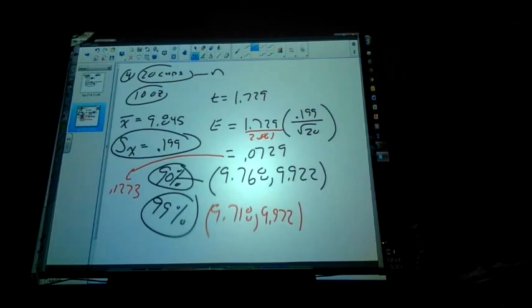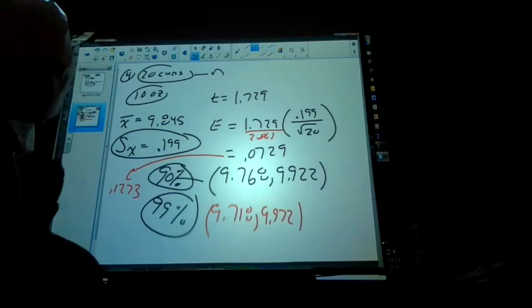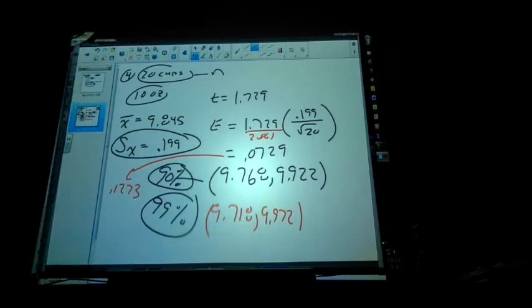And then, do you think the customers are being shortchanged? Why or why not? They're supposed to be getting 10 ounces of coffee. Are they being shortchanged? Yes. Both our 90 and our 99 percent confidence intervals do not include or don't go over 10.